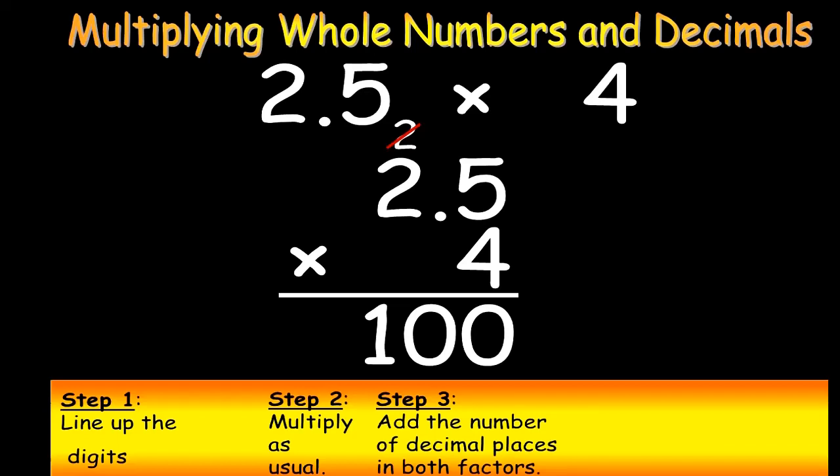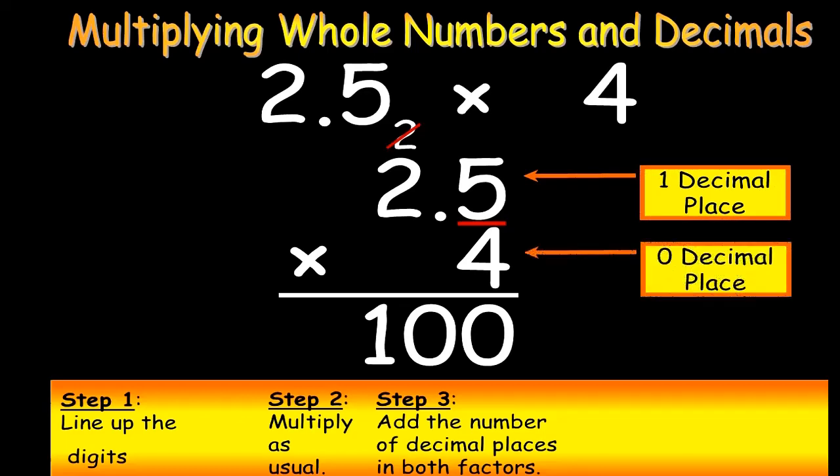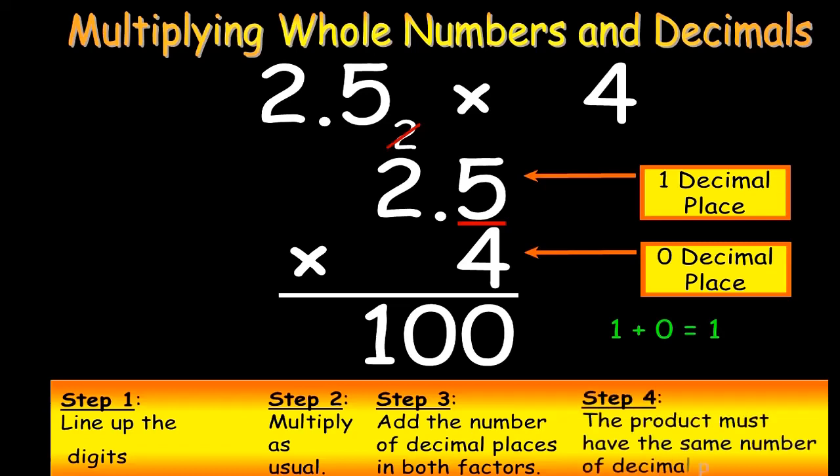So add the number of decimal places in both factors. There is only one decimal place in the first factor and 0 decimal place in the second factor. That means there is only one decimal point in the product. So we will count one decimal digit, then we will put the decimal point. So the product is 10 whole.